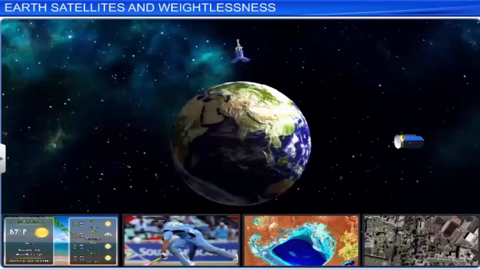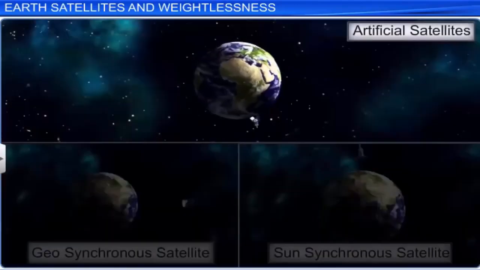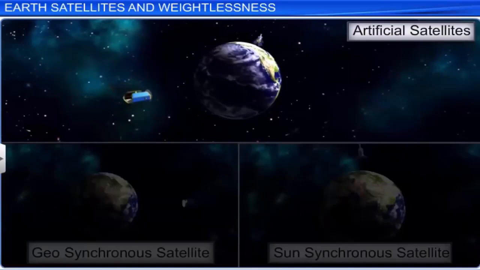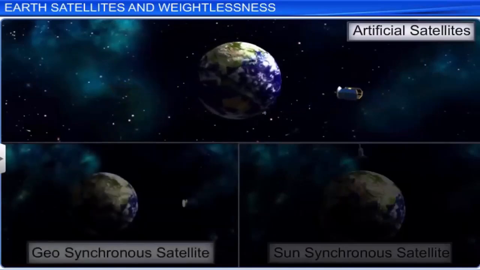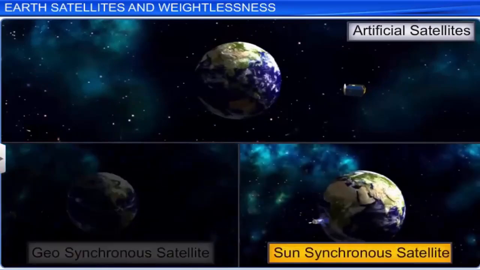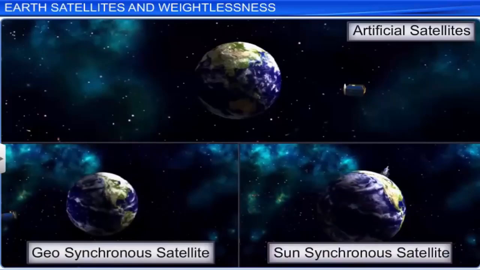Satellites used for various purposes are artificial satellites. In a broader sense, there are two categories of artificial satellites, namely geosynchronous and sun-synchronous satellites. First, you will learn about geosynchronous satellites.